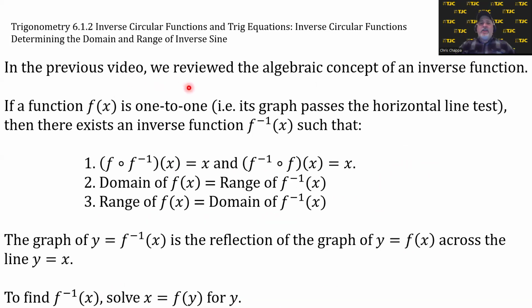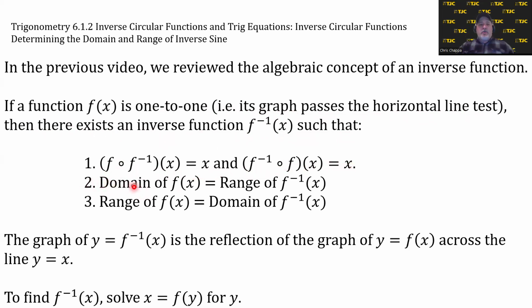In the previous video, we reviewed the algebraic concept of an inverse function. If a function f of x is 1 to 1, in other words, its graph passes the horizontal line test, then there exists an inverse function f inverse of x such that, number 1, f of f inverse of x equals x, and f inverse of f of x equals x. This means that the functions undo each other.